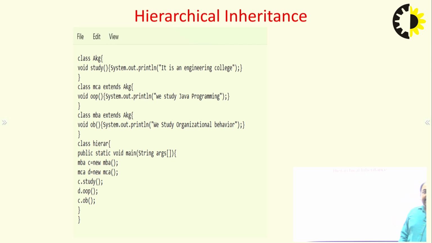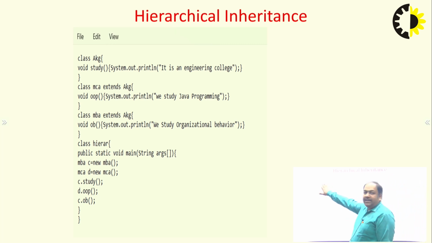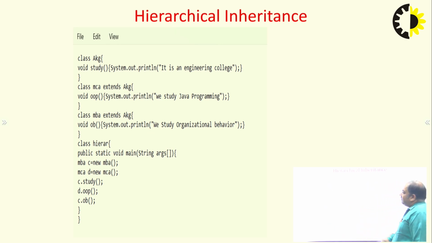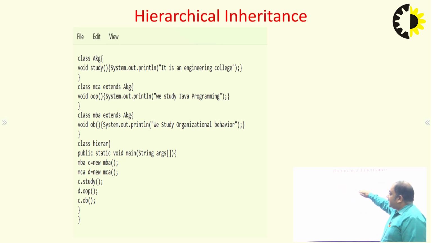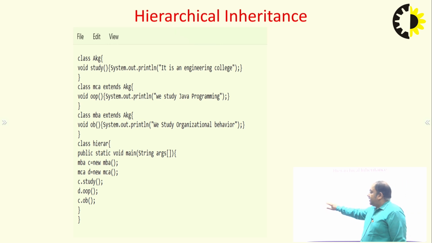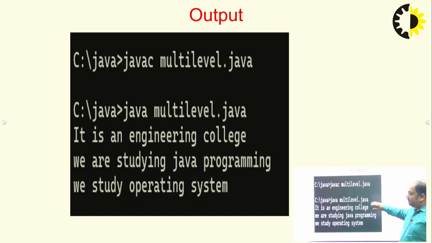Next is hierarchical inheritance. In hierarchical inheritance, we have created a class AKG, in which it is an engineering college. In MCA we are studying Java programming, but in AKG we have another course which we call MBA. So for MBA also the base class is AKG. For MBA the base class is not MCA. So MBA extends AKG, and in MBA we are studying organizational behavior.